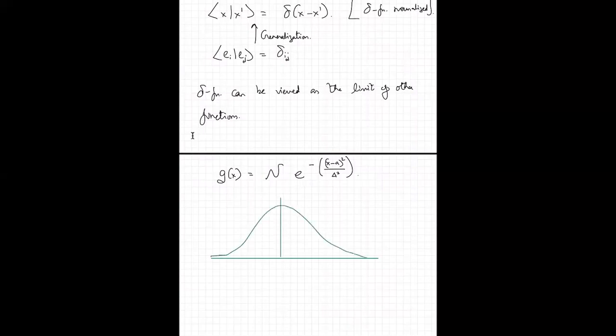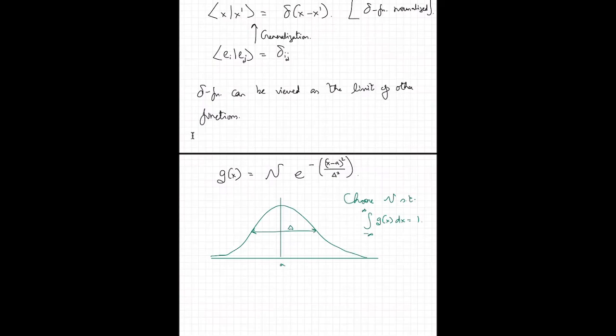Okay, so this would be the point x is equal to a, right? And it is symmetric about the point x is equal to a. Now it has a width delta, and if you choose this normalization N properly, choose N such that the integral from minus infinity to infinity of g of x dx equals 1. You can always do that. Such that the area under the curve is 1. So this is basically normalizing the function.